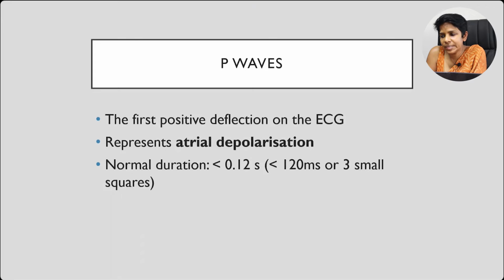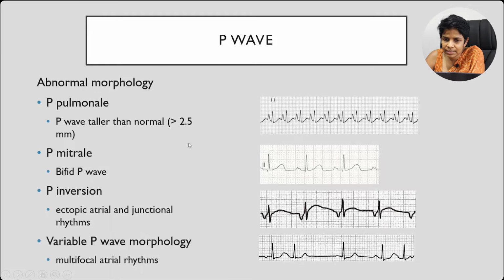Okay, so we looked into the rate, rhythm, and axis. Our next step is to assess the P waves. It is the first positive deflection on the ECG, and it represents atrial depolarization. You need to look at the duration of the P wave and the morphology. Normal duration should be less than 3 small squares. There are a few different P wave abnormalities that I would like to highlight. These are common things that you encounter, that's why I want to highlight them.